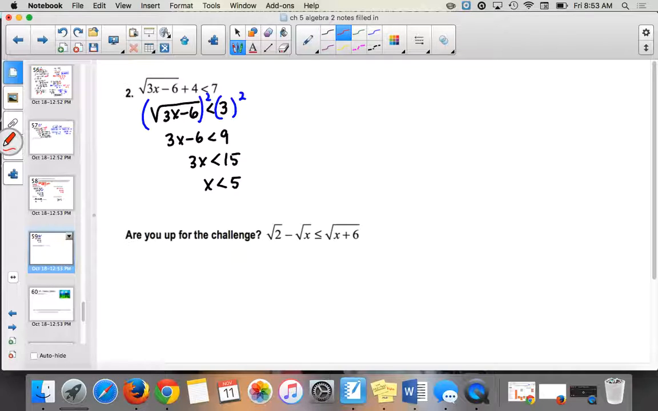So on these square root inequalities, you also have to say, so the second inequality deals with this inside part. So what's my second inequality? Yeah, 3x minus 6 has to be greater than or equal to 0. We can't have a negative under there. Okay, and we solve that. So we're like, okay, 3x is greater than 6, so x is greater than or equal to 2.